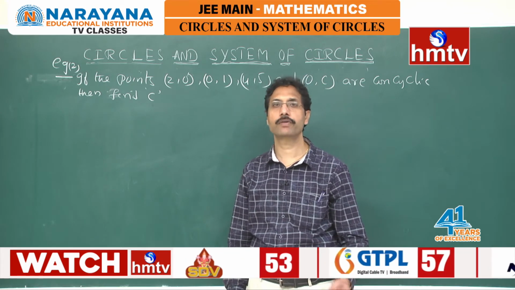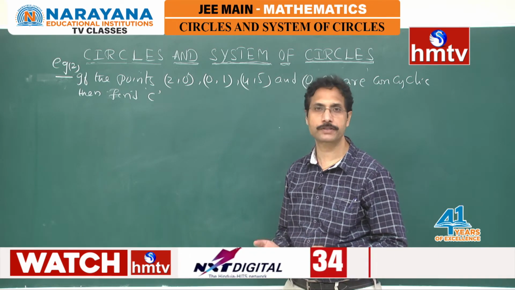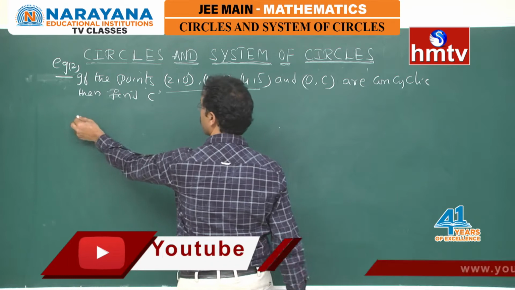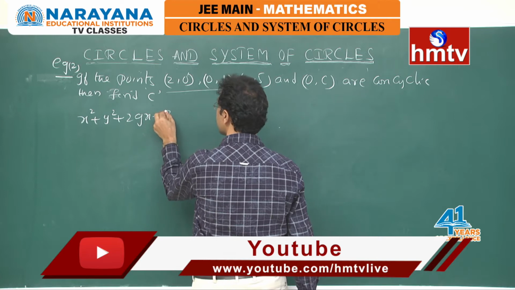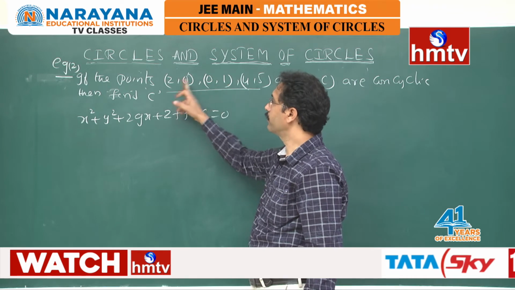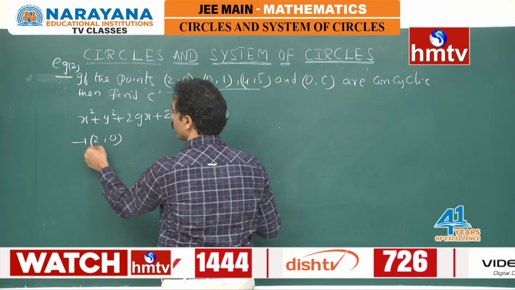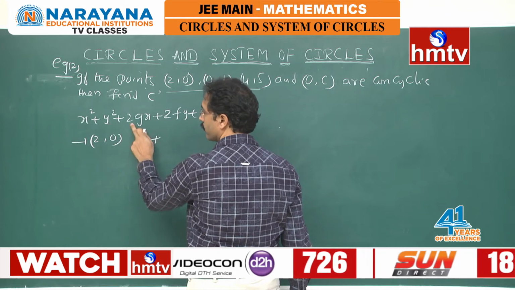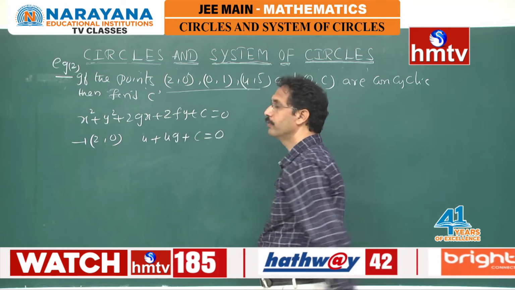We take the equation of the required circle as x square plus y square plus 2gx plus 2fy plus c is equal to 0. So I will take the equation of the circle passing through these three points like this. Now, since the circle passes through (2, 0), it must satisfy this, so I substitute 2 for x and 0 for y. Then you will get 4 plus 0 plus 4g plus 0 plus c is equal to 0. So one relation we got.